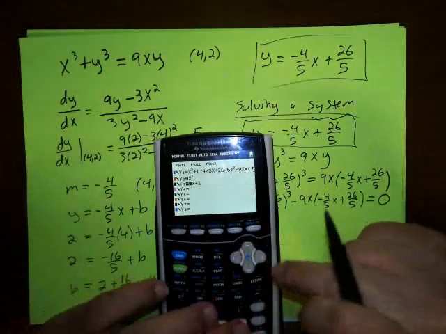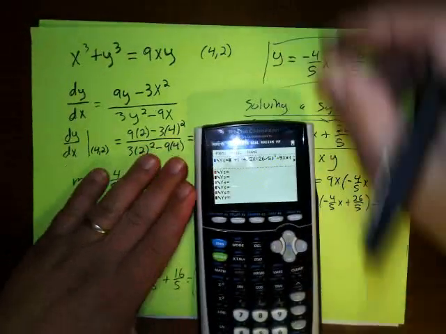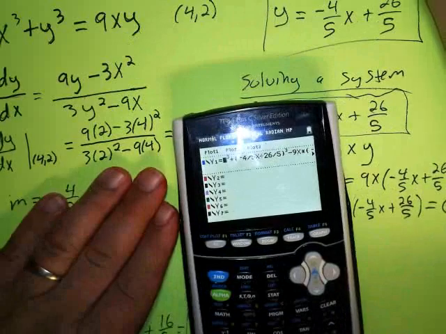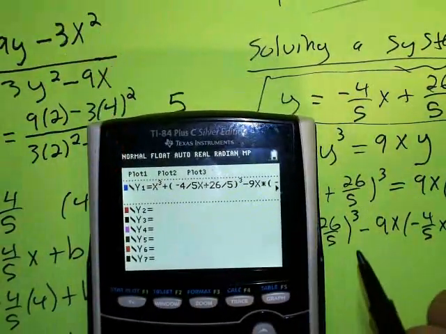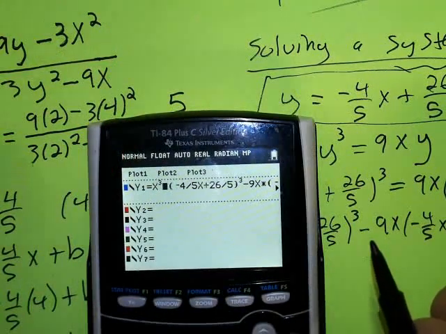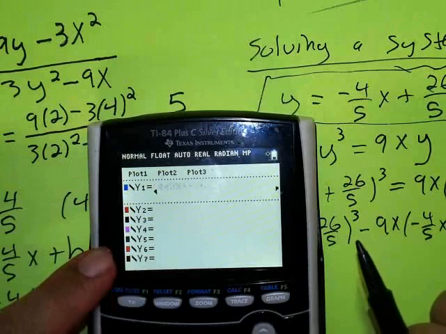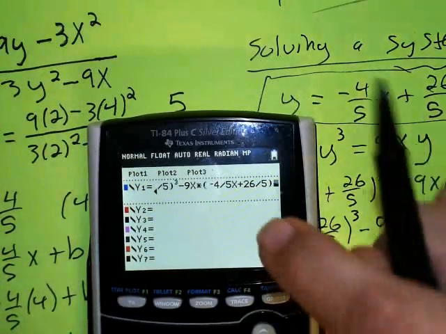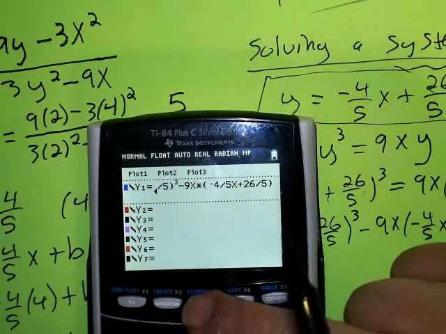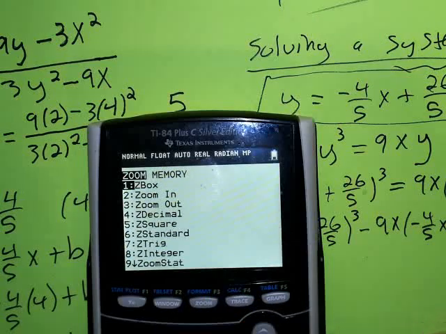So let me clear those out. So this here is, and you could get your calculator if you wanted to and plug this in, but there's the x cubed, and then there's all of that cubed minus 9x times all of that. So that's basically this polynomial, and you want to find where it equals 0, where this polynomial crosses the graph. So I'm going to just start by doing a standard window.